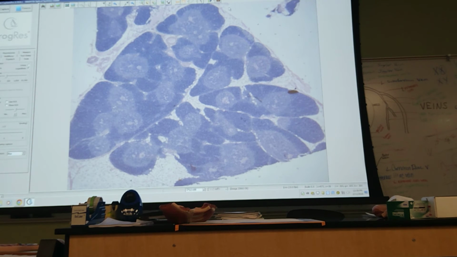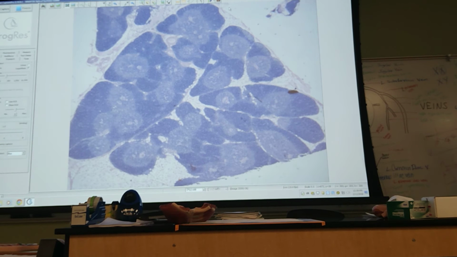The trabeculae divide the thymus into chunks. Those are called lobules. So here's a chunk, there's another chunk, and another chunk. You can see them. They're obvious. Lobules.